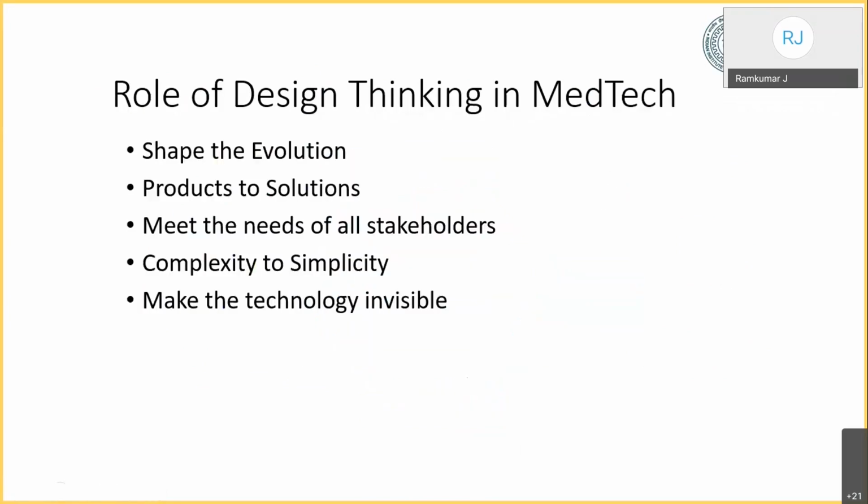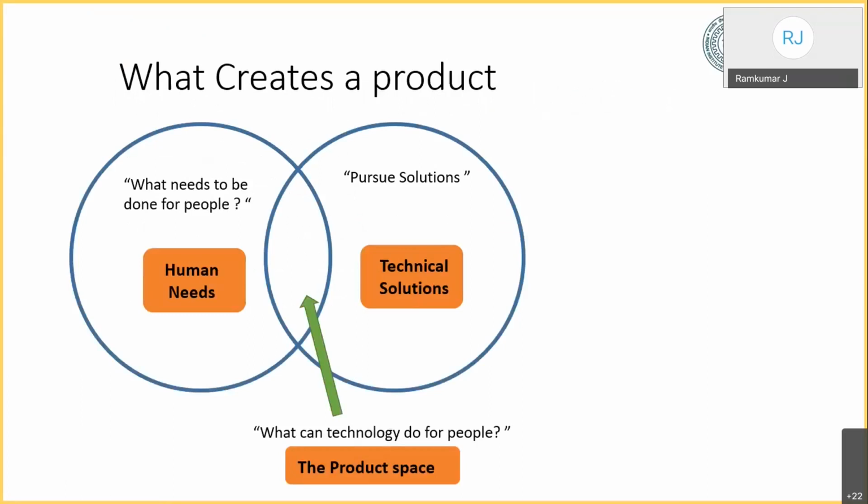The role of design thinking in medical technology is that it shapes the evolution. It also tries to give products as solutions. It meets the need of all the stakeholders. Complexity to simplicity, it tries to convert. It makes a complex problem into a simple problem and then tries to solve the simple problem. And then it makes the technology invisible. So these are the roles of design thinking in medical technology.